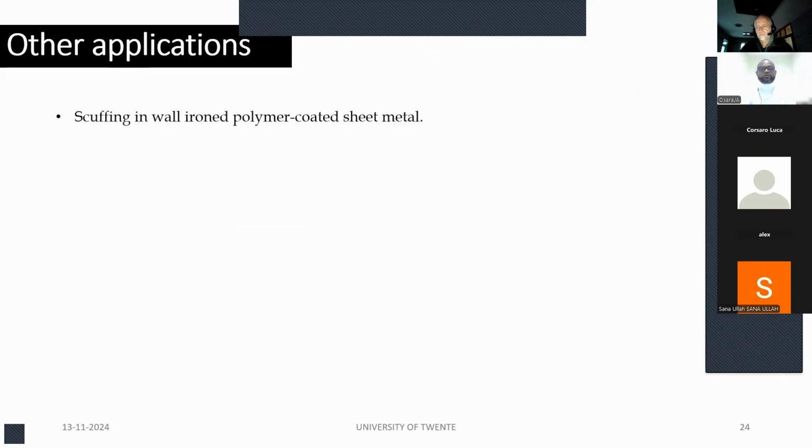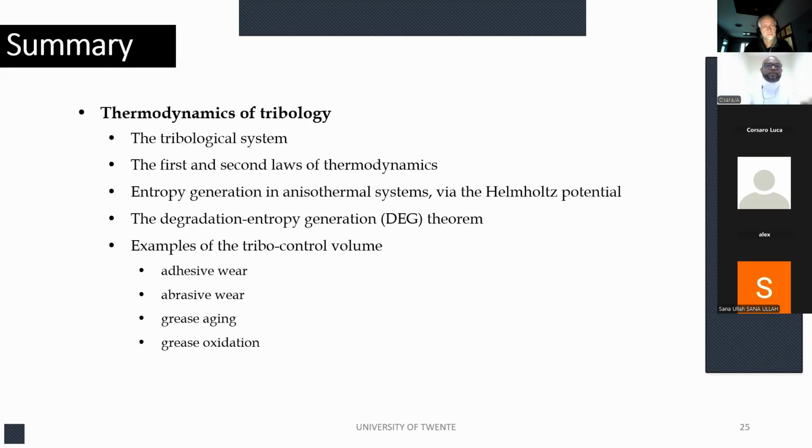Other applications that we're currently looking into, I have some master students working on this, are coil and wall iron polymer coated sheet metal. This is a problem in the steel manufacturing industry. And then thermal degradation of grease, which is also a study that we recently completed. And that's all I have. Again, this is the summary of everything I just talked about.